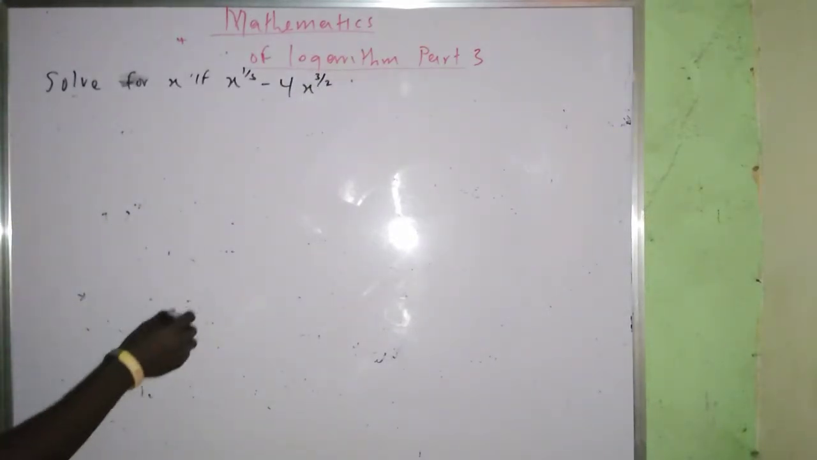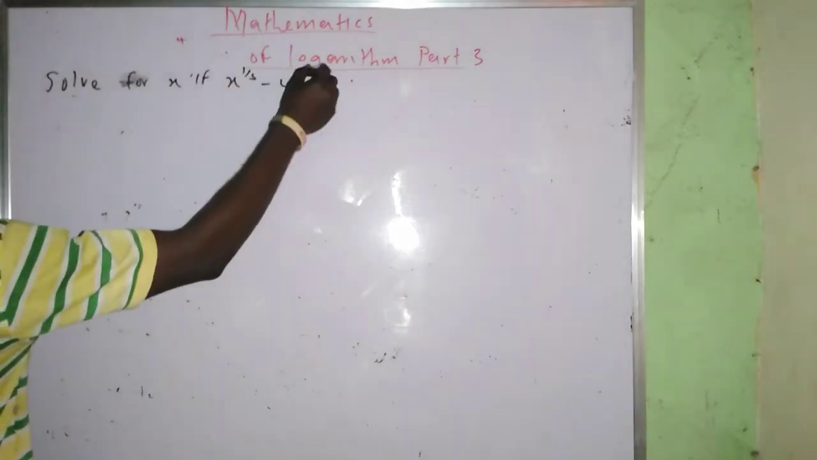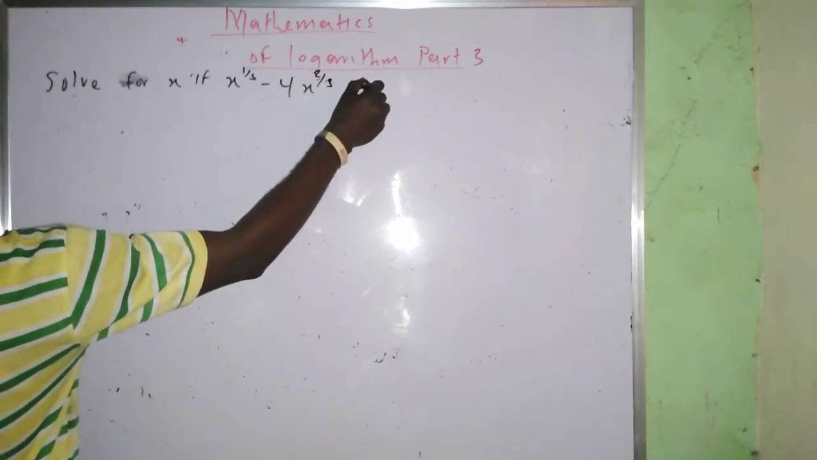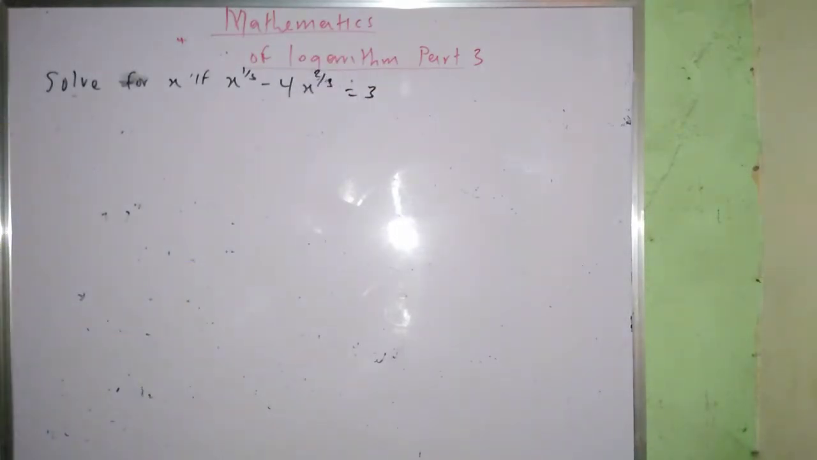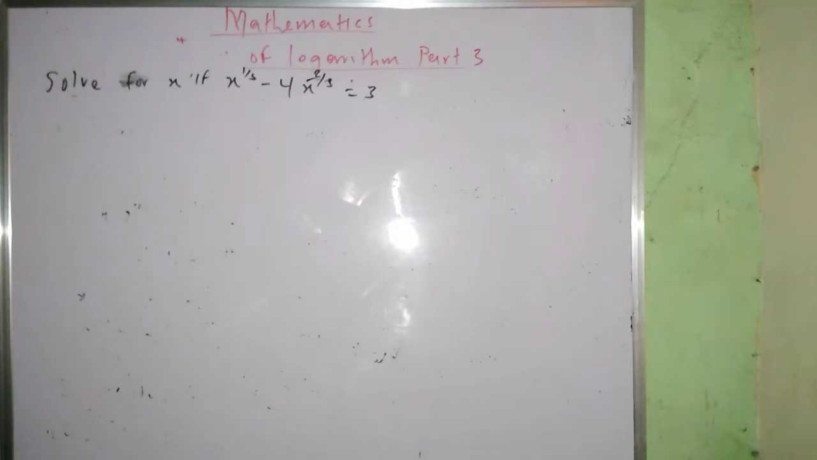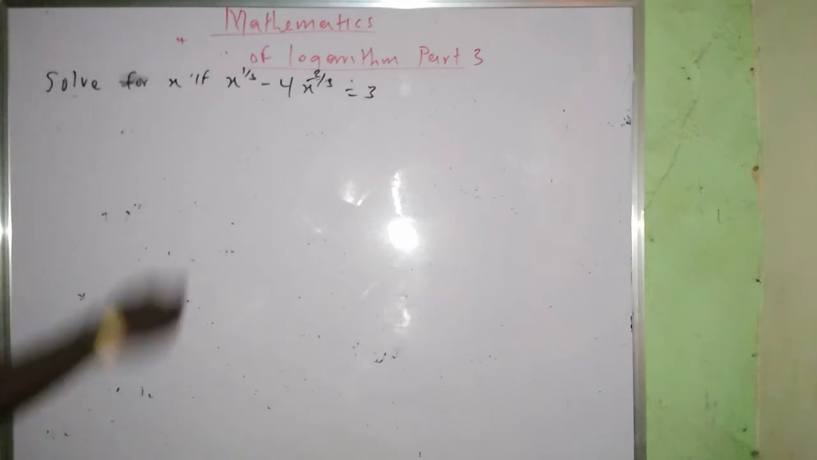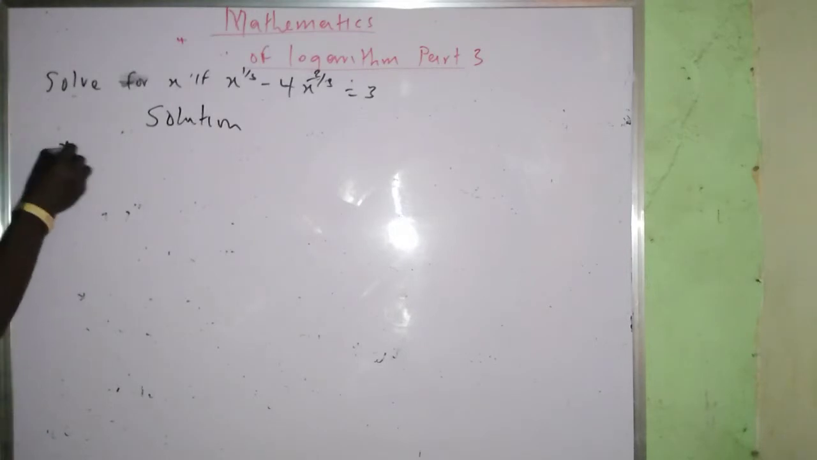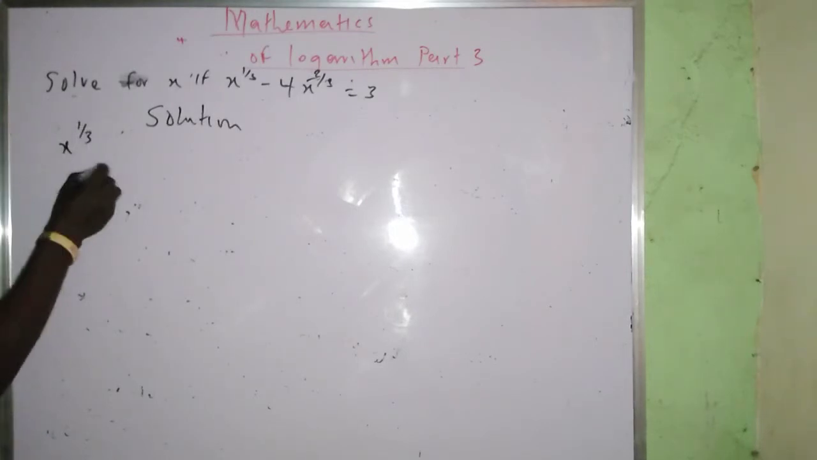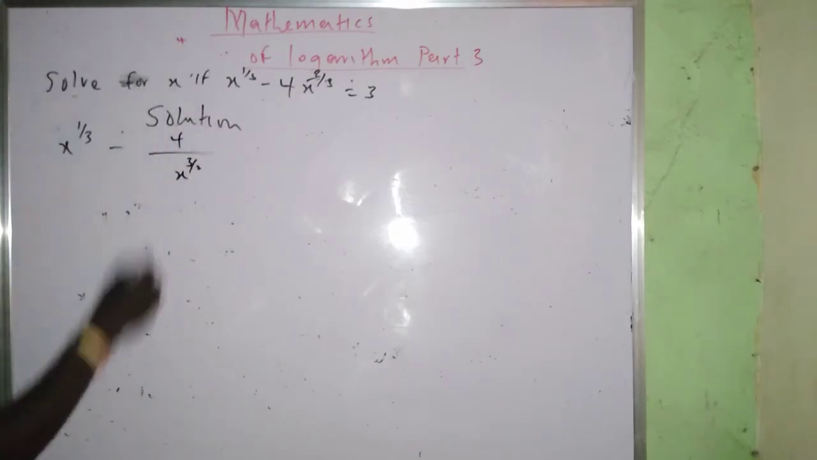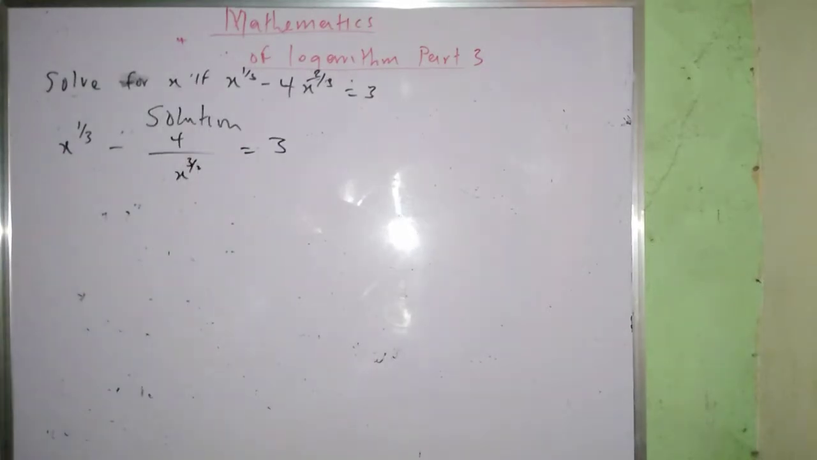x to power 1 over 3 minus 4 divided by x to power 2 all over 3 equals 3. No, sorry, this is 2 all over 3. I'm asked to solve this type of problem. Now, how do I go? Solution. I have x^(1/3) minus 4 divided by x^(2/3), which equals 3.